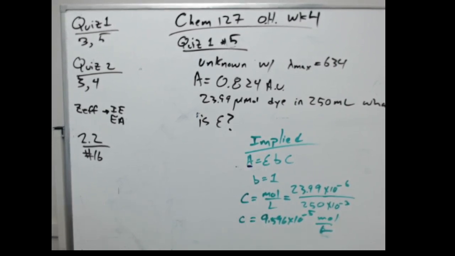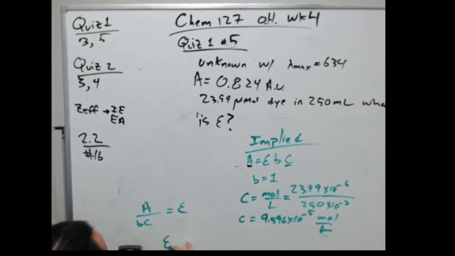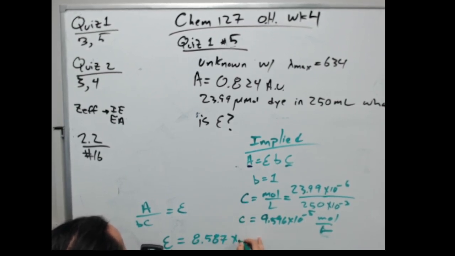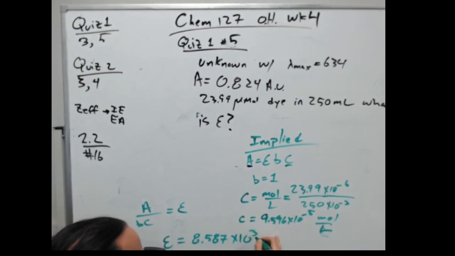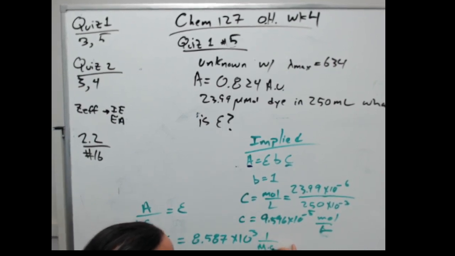Then I plug my concentration in and rearrange, so I've got A over BC is equal to epsilon. Inverse this times 0.824. Epsilon is equal to 8.587 times 10 to the positive 3. This would have units of inverse molarity per centimeter.